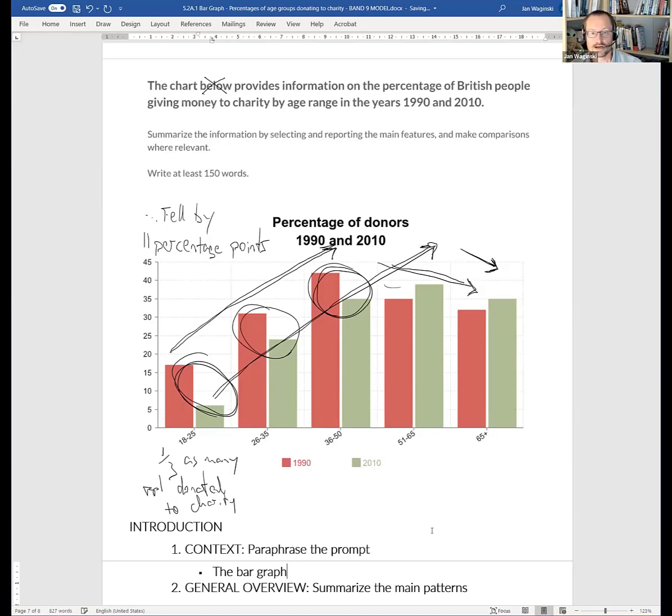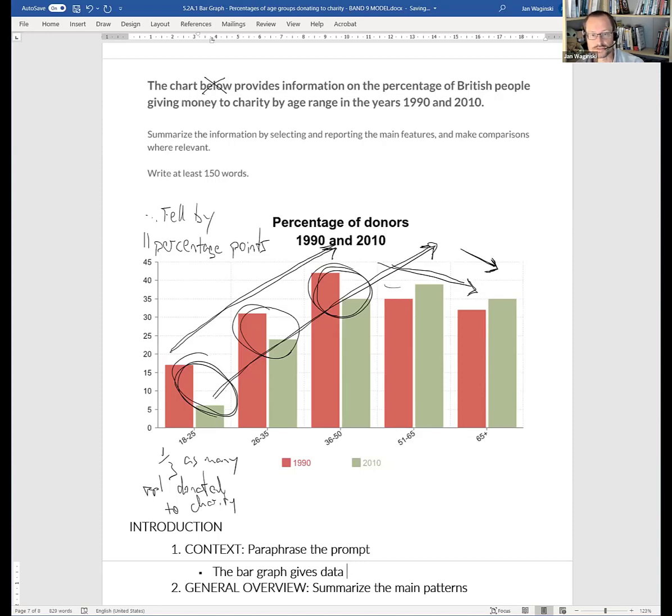So the chart provides information on the percentage of British people giving money to charity. What's a synonym for provides information? Ahmed. Yeah. Provide information, like supply. What's a simpler word? Give us. Gives. So what's a synonym for information in this case? Data. Gives data. Very simple. Gives data on the percentage of British people.